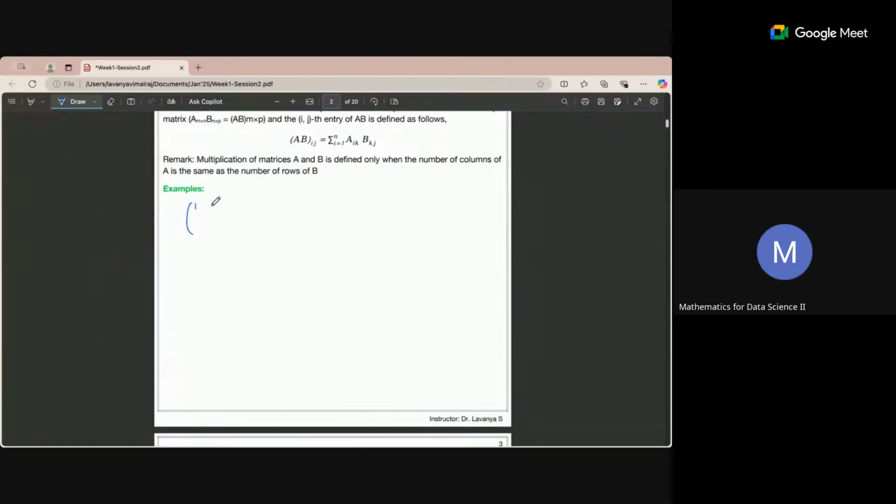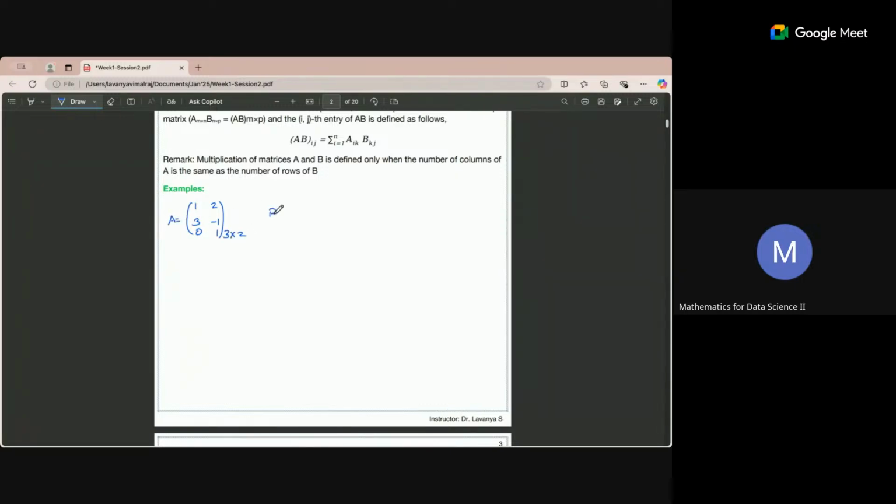All right. So 1, 2, 3, -1, 0, 1. Now what is the size of the matrix? 3 cross 2. So this is a 3 by 2 matrix. Let us call it A.